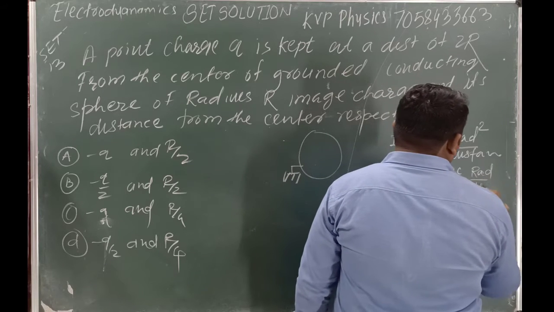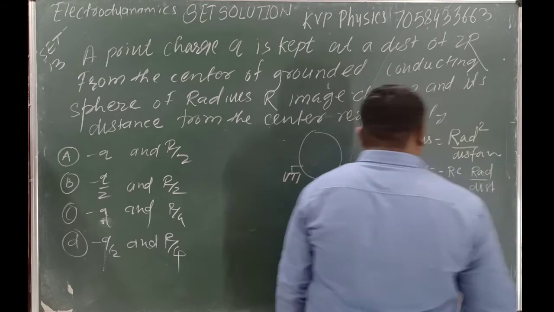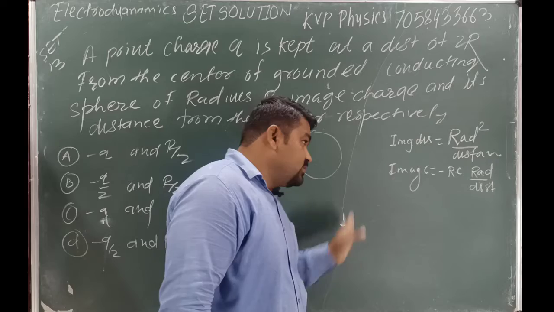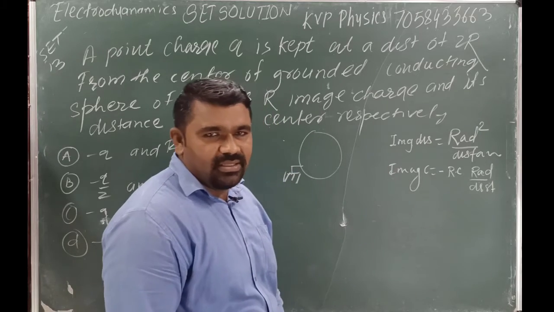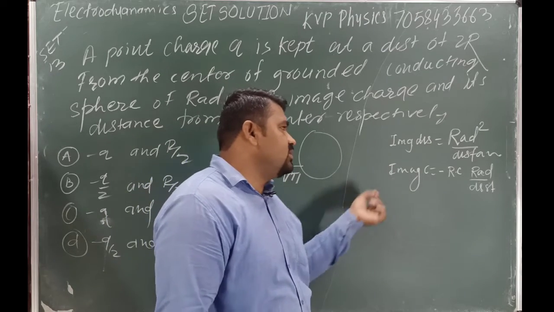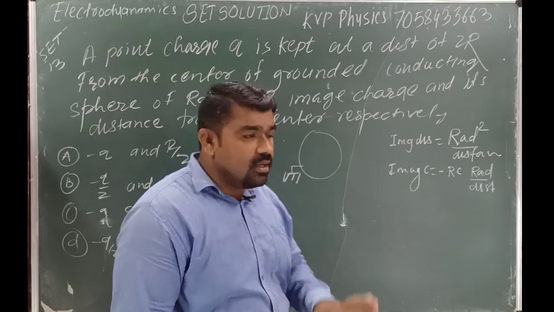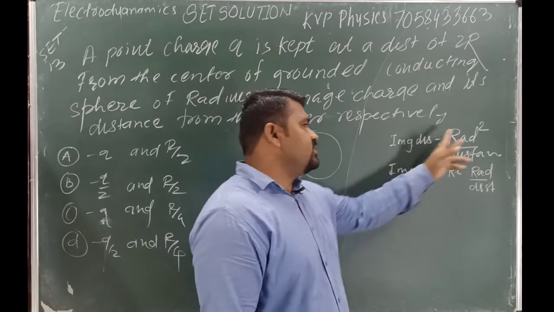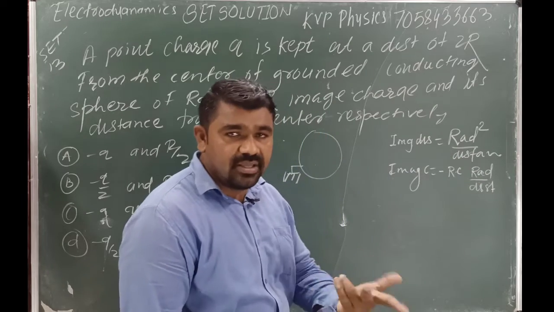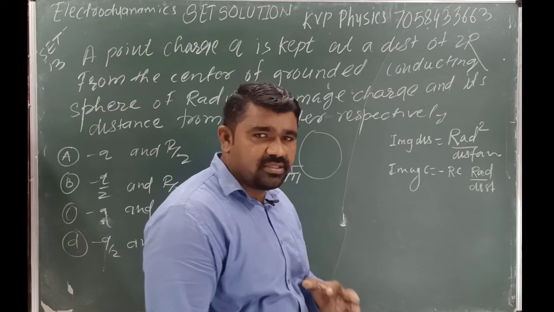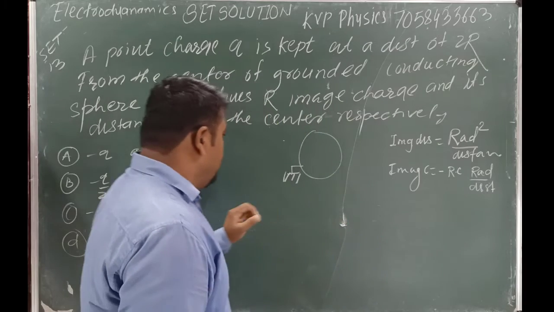This is a small difference between plane system and spherical systems. In the plane system, image distance is equal to real distance and image charge is equal to minus the real charge. But here is a small change: image distance is equal to radius square upon distance, and image charge is equal to minus real charge into radius upon distance. Got it?